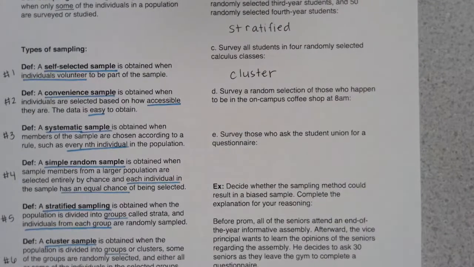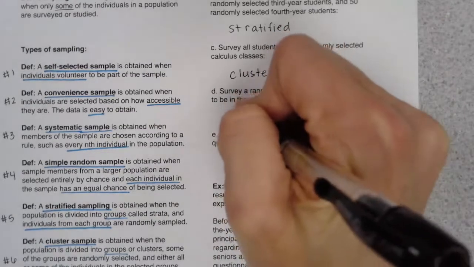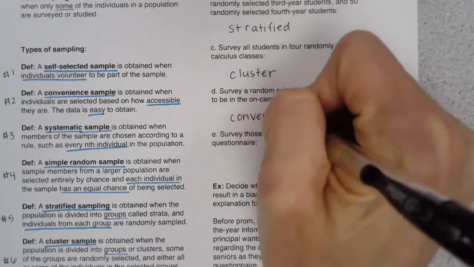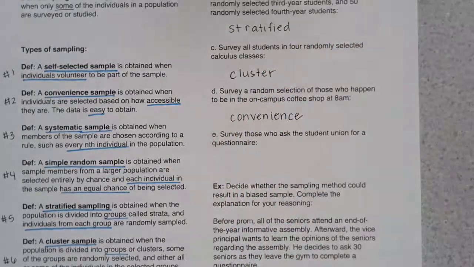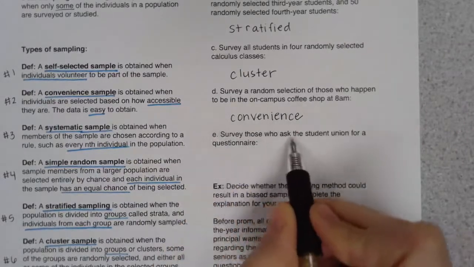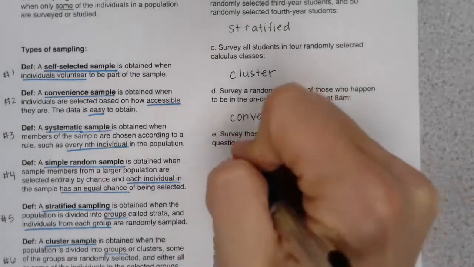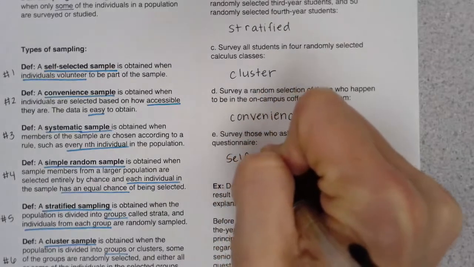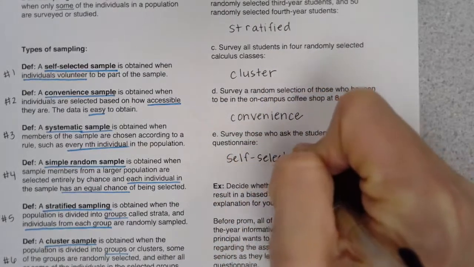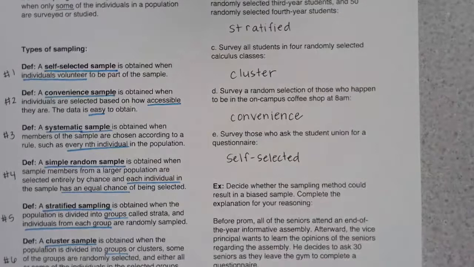On question D, if you survey a random selection of those who happen to be in the on-campus coffee shop at 8 a.m., that would be an example of a convenience sample because it's convenient that they just happen to be there in the coffee shop. And then E, survey those who ask the student union for a questionnaire. That's going to be self-selected because the people who participate in the survey are choosing to participate in the survey.